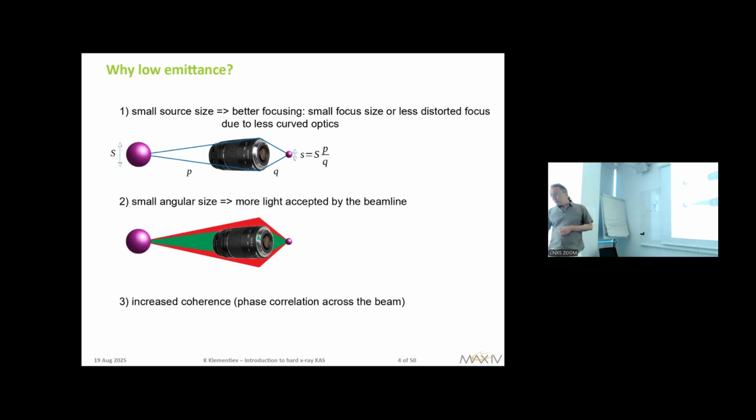And then there is a third argument, which is increased coherence. This one is used by coherence techniques, some coherent imaging, coherent scattering, whatever. We in spectroscopy, we don't care. So this is not about us. But the smallness of the beam, yes, this can be used.